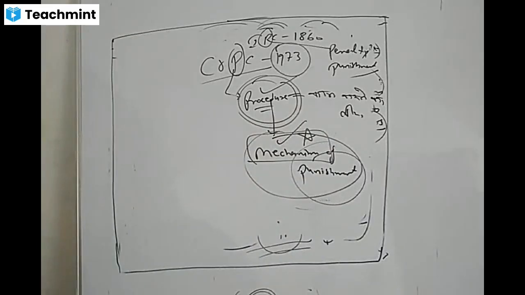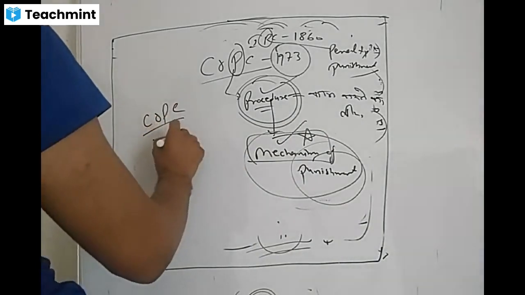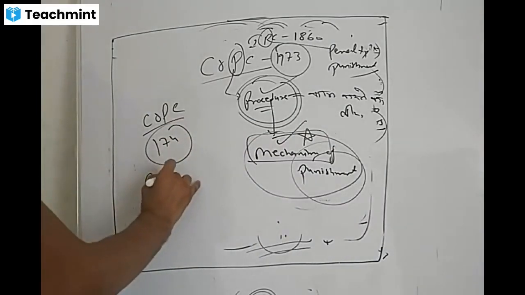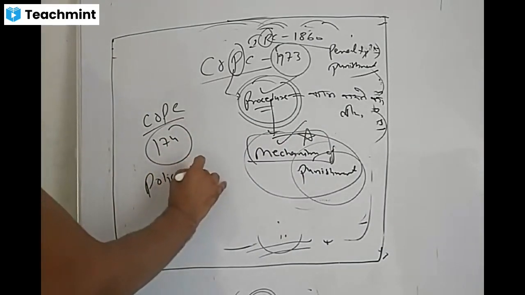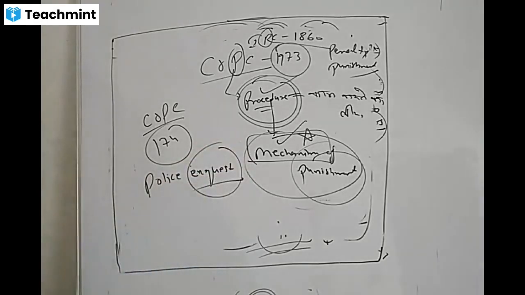If you look at the example, there is one CRPC 174. In this CRPC, what comes? It is police inquest. Inquest means inquiry into the cause of death.